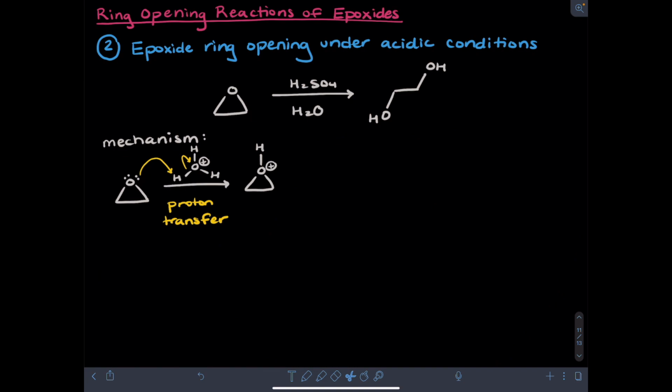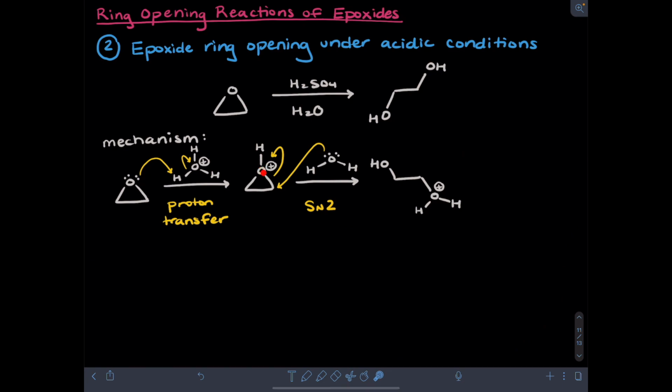This proton transfer generates the conjugate acid of the epoxide, and this makes the carbons of the epoxide even more electrophilic. Making these carbons more electrophilic is important for promoting nucleophilic attack by a weak nucleophile such as water. The water is going to come in as a nucleophile, and the carbon-oxygen bond of the epoxide will break, in an SN2 type step.